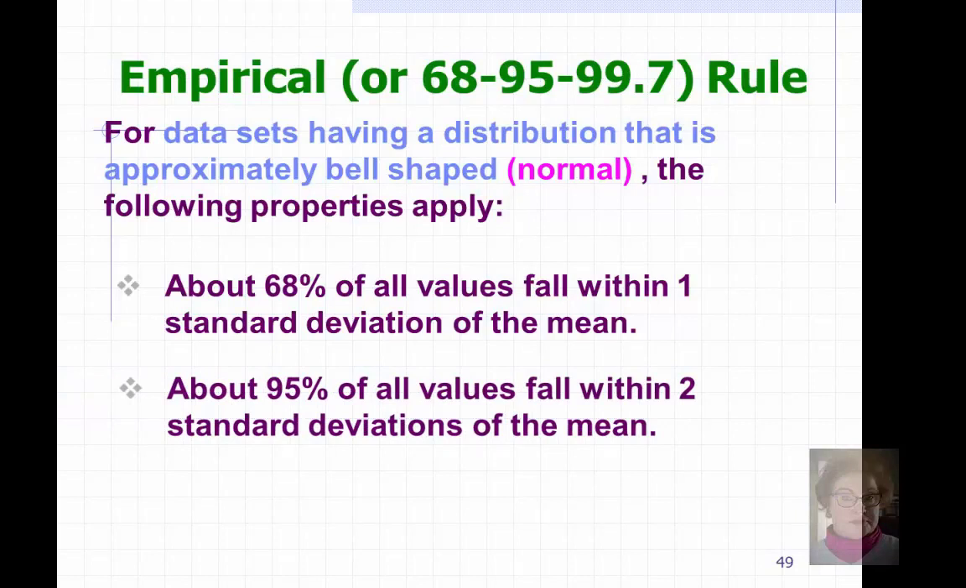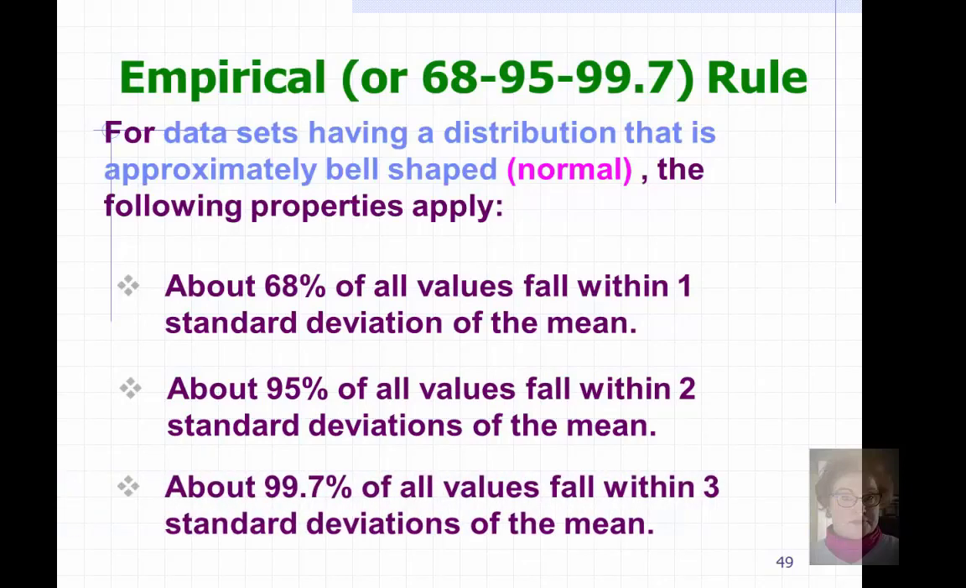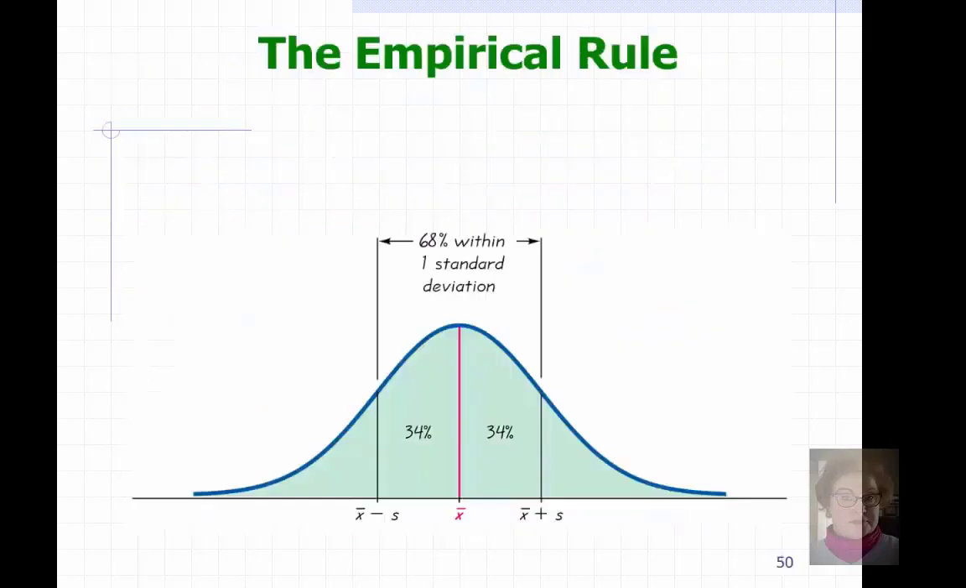95% of all values fall within 2 standard deviation units of the mean. Almost everybody. And almost everybody, 99.7% of all values fall within 3 standard deviation units of the mean. So here's a picture. So here's our mean in the middle. We go above the mean 1 standard deviation unit, below the mean 1 standard deviation unit, and we have 68% of the individuals in that data set will fall in that.